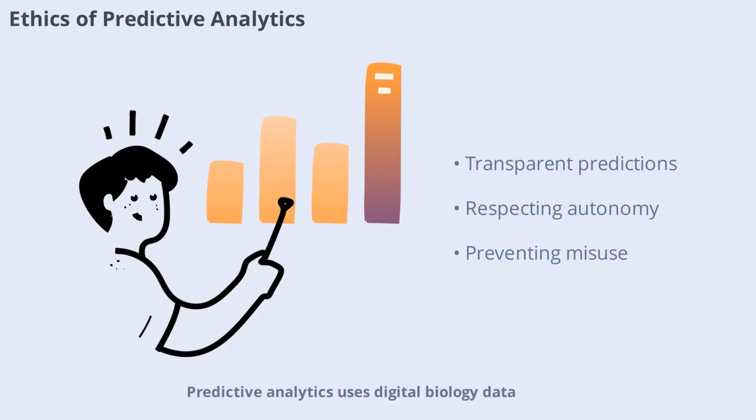Predictive analytics uses digital biology data to forecast health risks or outcomes. While this can help prevent disease, it also raises concerns about privacy, consent, and the potential for misuse. Ethical predictive analytics requires transparency, accuracy, and respect for individual autonomy.